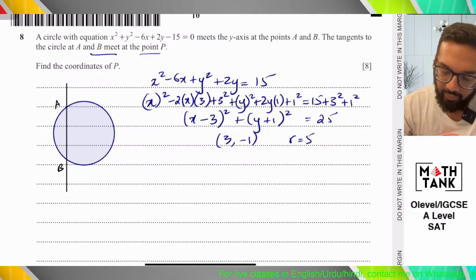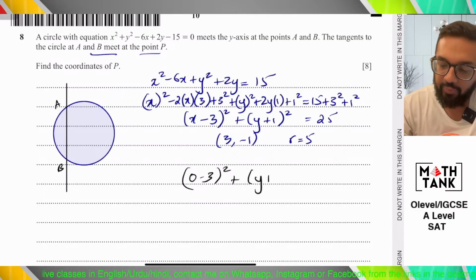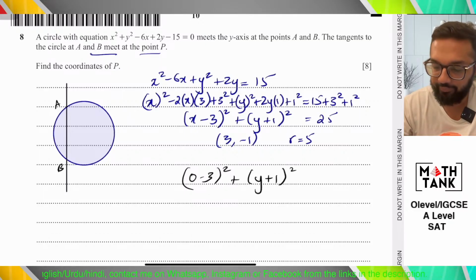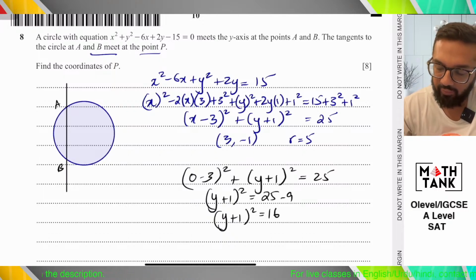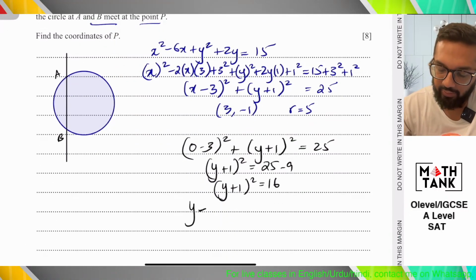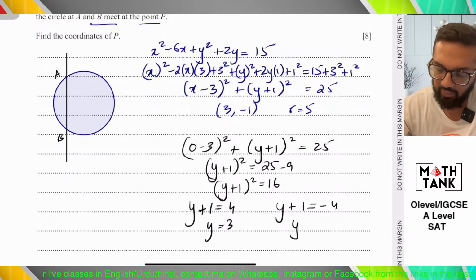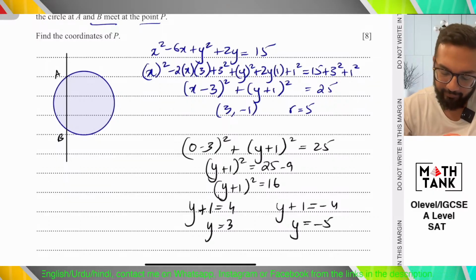How do I find these coordinates? I am going to put x as 0 and say that the coordinates of these points will be just y-intercepts. 25 minus 9, 16, y plus 1 equals plus or minus 4, so y is 3 or minus 5.